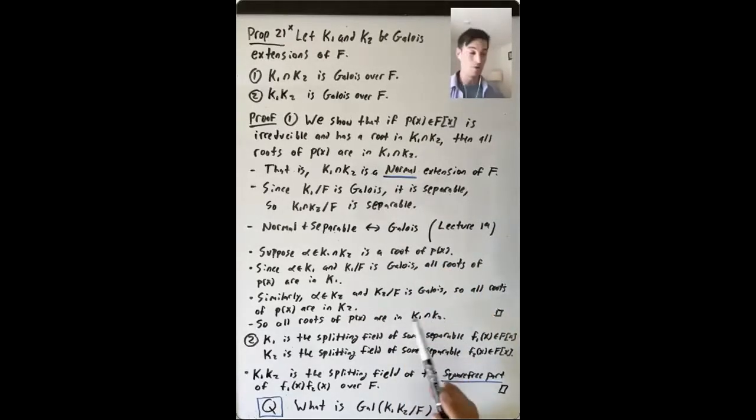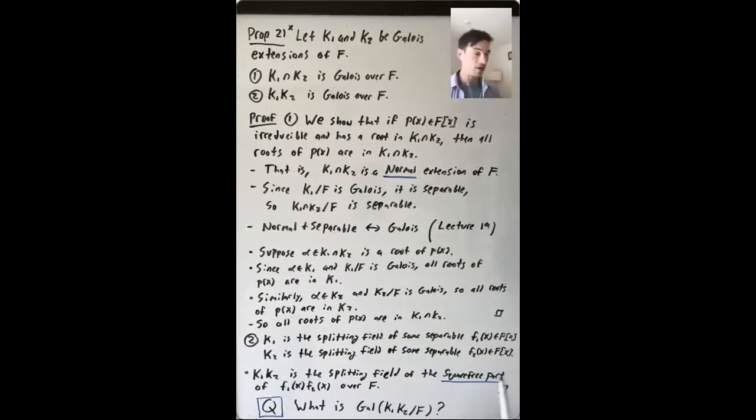All right, let's prove the second part, that the composite is Galois. K1 is a splitting field of some separable polynomial, let's say F1 of x in F bracket x. This is one of the equivalent conditions of being Galois, that you are the splitting field of a separable polynomial. K2 is the splitting field of some separable polynomial, F2 of x in F bracket x. So their composite is the splitting field of the square free part of the product over F.